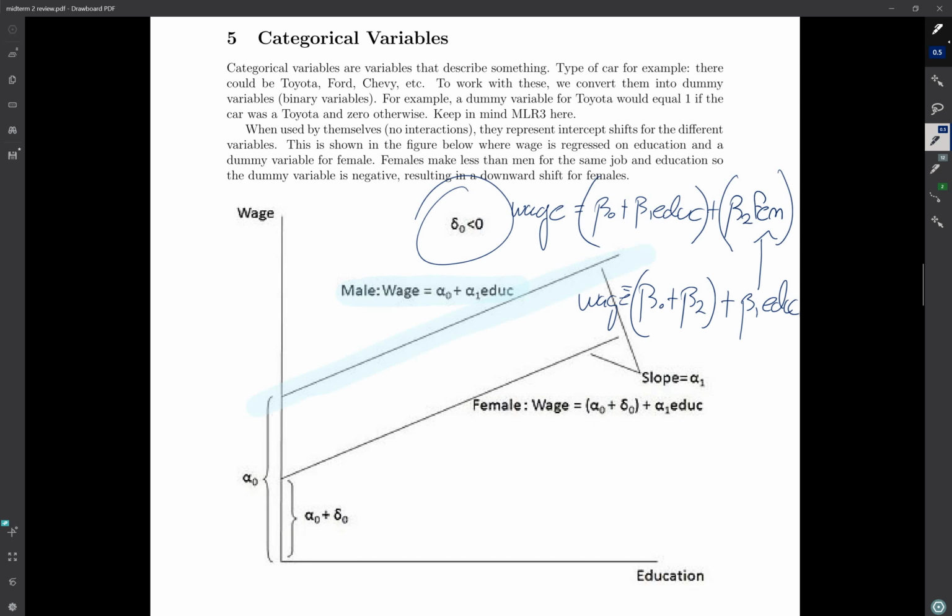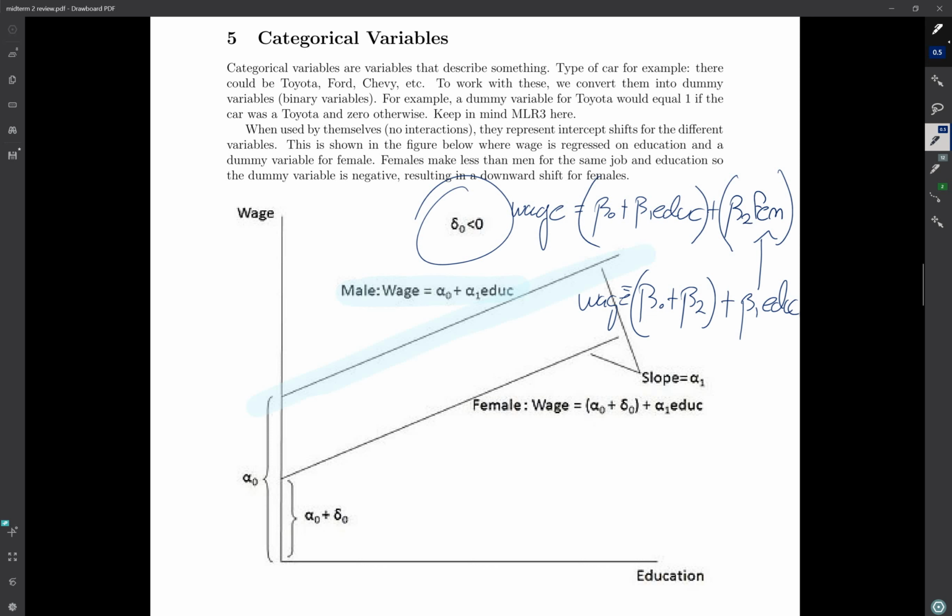Again, they're using different notation here, but what this is saying is they're assuming that this beta 2, the coefficient on female, is going to be negative. And that makes some sense. We're always talking in economics about a wage gap. Females are paid less for the same job, and one of the most interesting things we try to do in economics is figure out why that is the case.